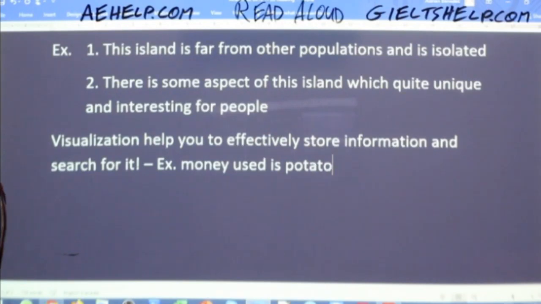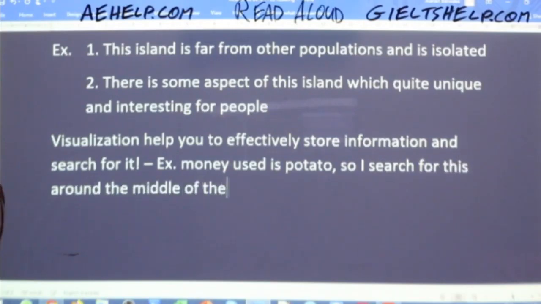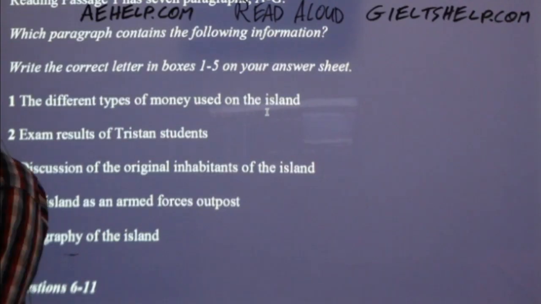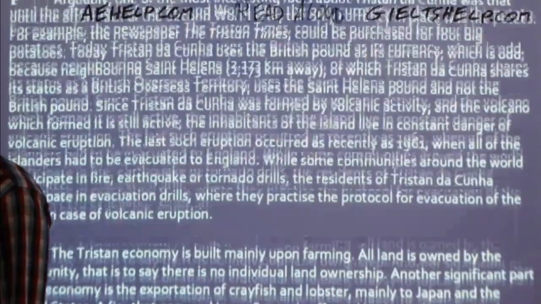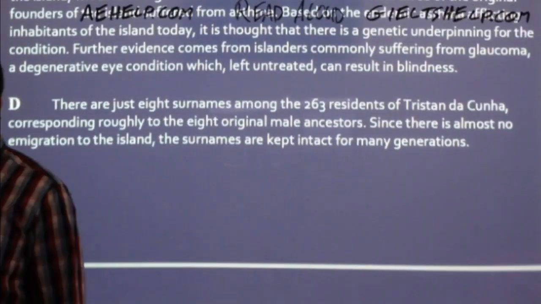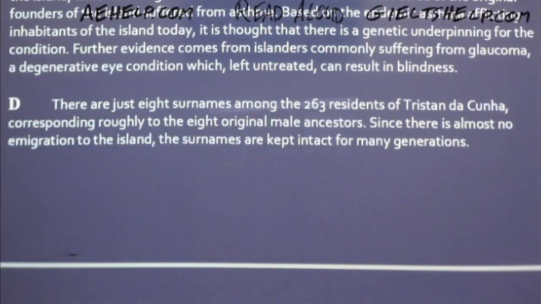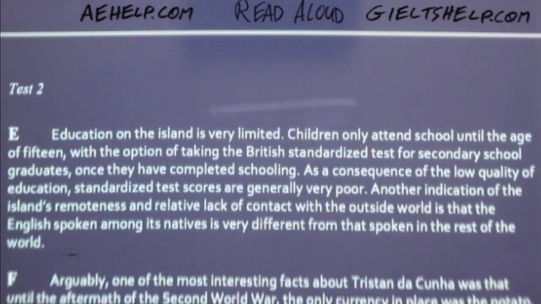So I search for this around the middle of the passage, and watch how quickly you'll find it. Okay. So we go back, and you said maybe D, maybe E. Okay. So here we look at D. There are just 8 surnames. Okay, that's not it, right? We remember that. It's a short paragraph.